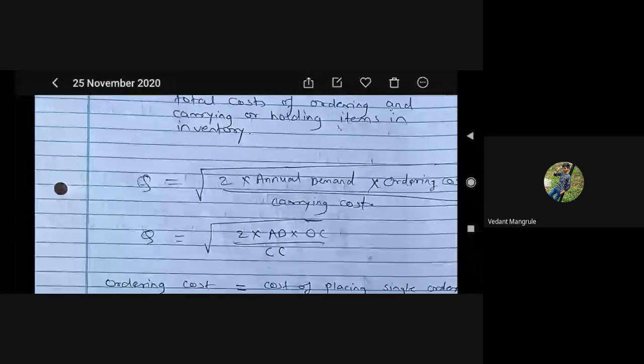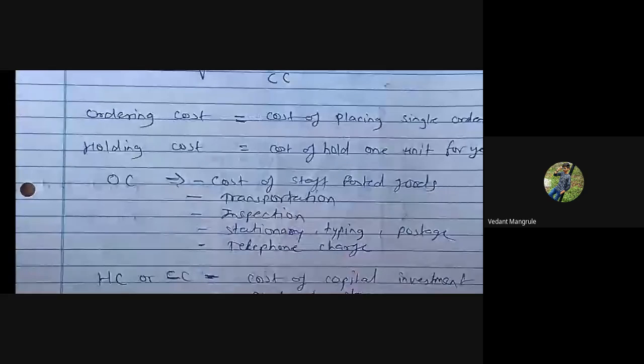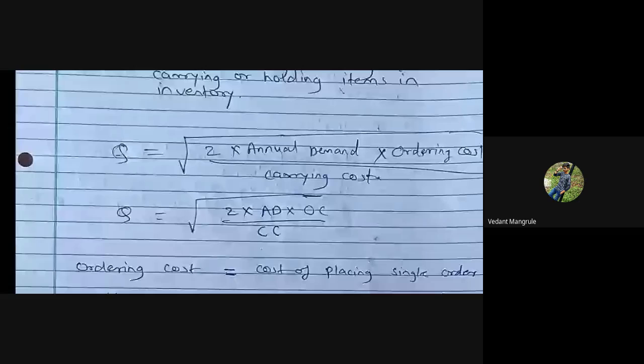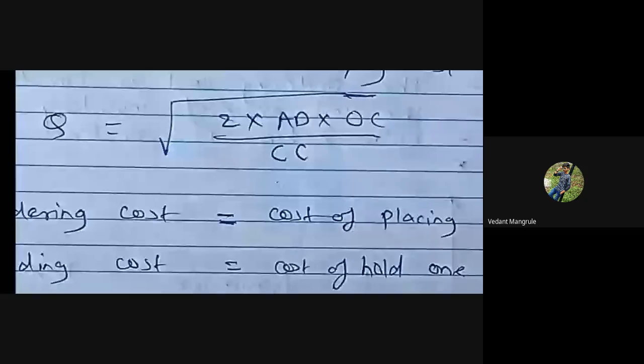Now ordering cost. Ordering cost is nothing but what we already studied: transportation, inspection, stationery, telephone charges, and cost of staff. This is nothing but ordering cost divided by carrying cost, or holding cost. So Q is equal to, keep in mind, this is a very important formula for EOQ. Different notations are used in different books.